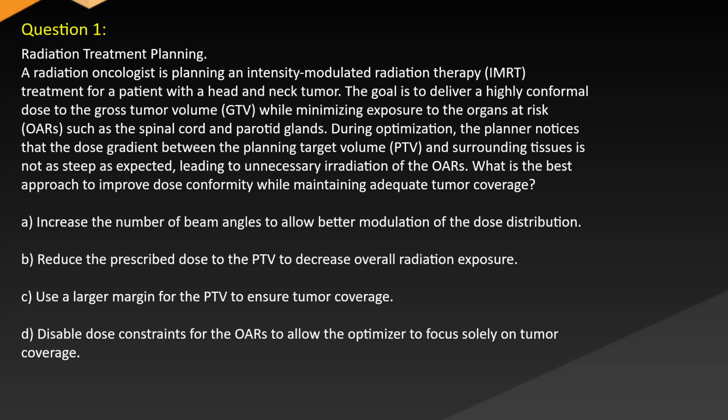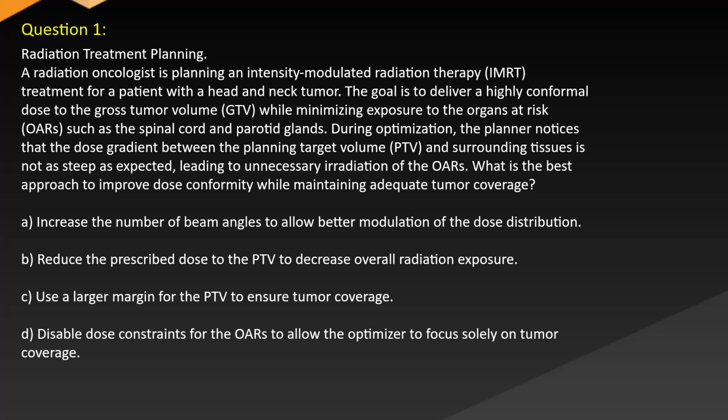Question 1. Radiation treatment planning. A radiation oncologist is planning an intensity modulated radiation therapy (IMRT) treatment for a patient with a head and neck tumor. The goal is to deliver a highly conformal dose to the gross tumor volume (GTV) while minimizing exposure to the organs at risk (OARs), such as the spinal cord and parotid glands.